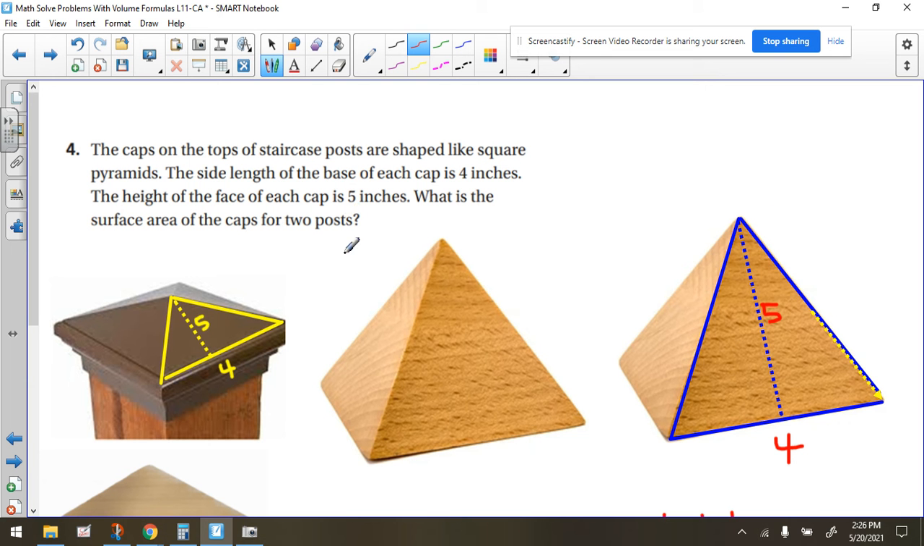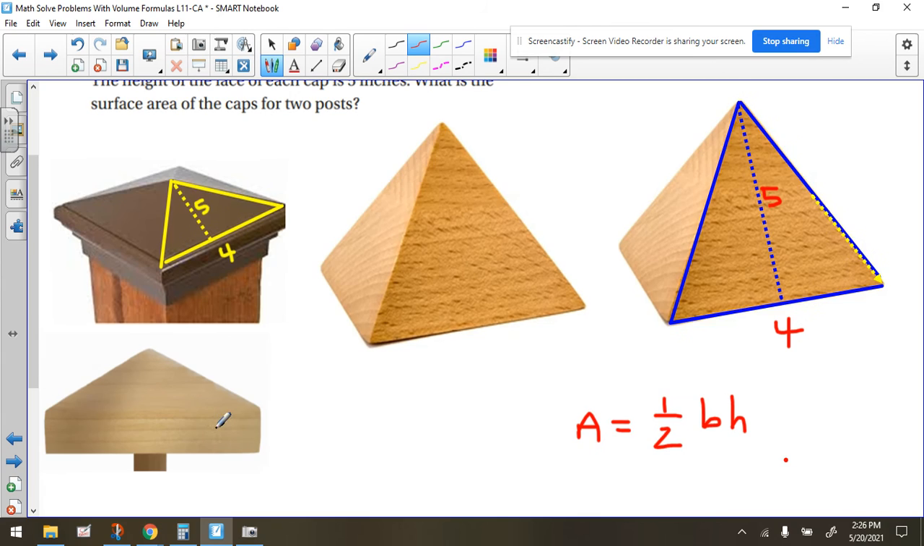Now, what's not clear is whether we are sitting this on top of the post and not counting the bottom, or are we counting the bottom of it? So I'm going to go with we are counting the bottom of it, because they're asking for the surface area of these two chunks of wood, which do have a bottom, even though it will be connected to the staircase posts.